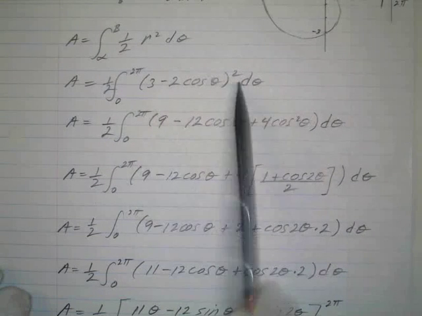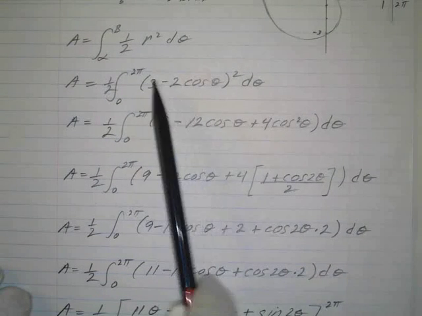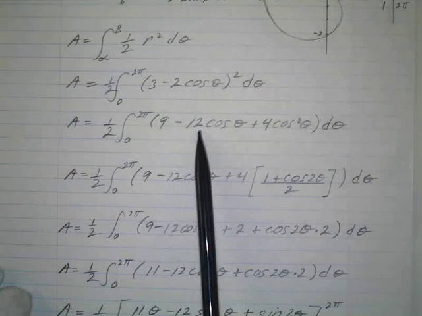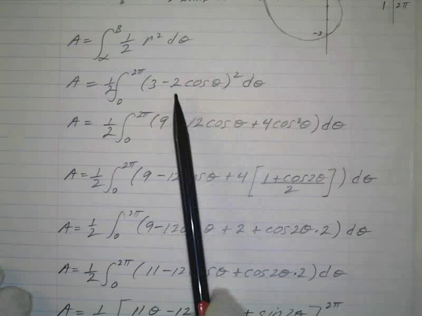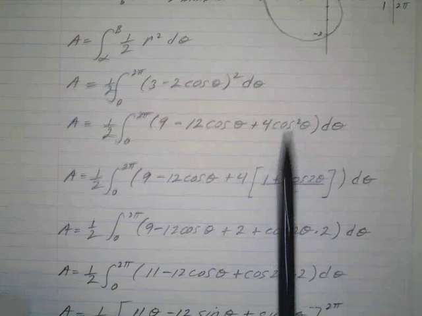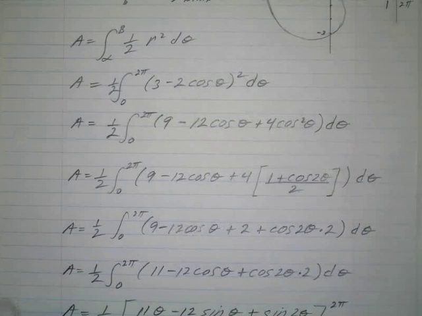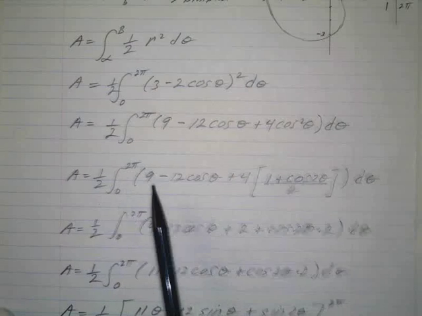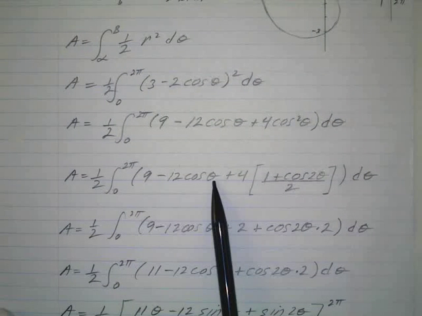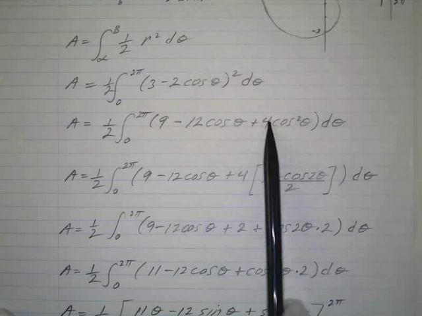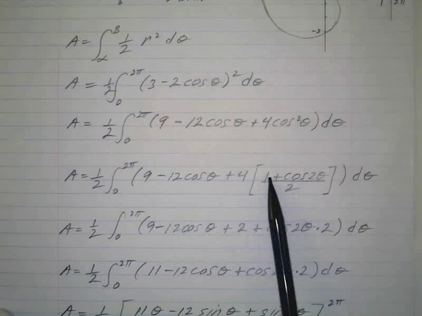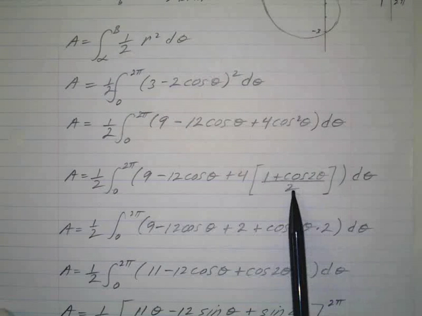0 to 2 pi. Now if I square that, I get 9 minus, and then 3 times 2 is 6, twice, that's 12 cosine theta, and then 4 cosine squared of theta. And we're going to do the same thing using the reduction formula. So we've got 1/2, and then we've got 9 minus 12 cosine theta, then I take the 4 out in front, and then I've got 1 plus cosine 2 theta, times 2.